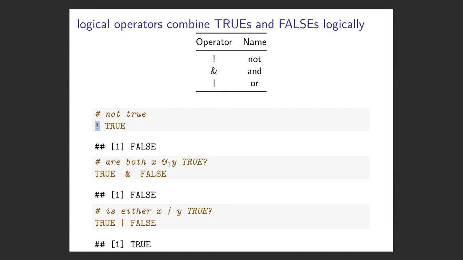So here we have true and false. Something's false, so we get false. Logical or is the opposite. All we need is one thing to be true and the whole statement is true. So if we have true or false, the result is true. Okay, now how do we combine this with relational operators?